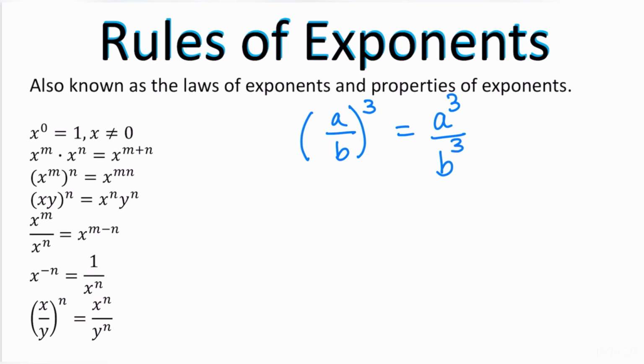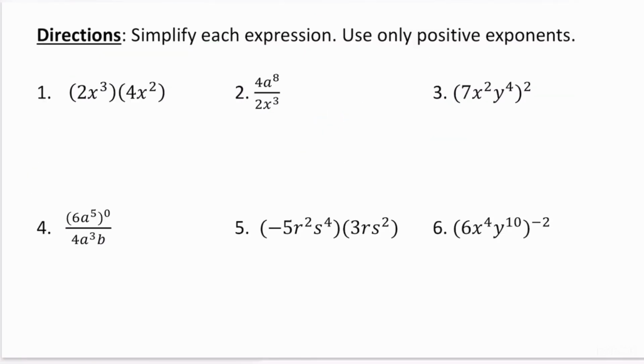Let's go for it. Directions. Simplify each expression. Use only positive exponents. Okay, number 1. 2x cubed times 4x squared. The numbers are being multiplied. 2 times 4 is 8.